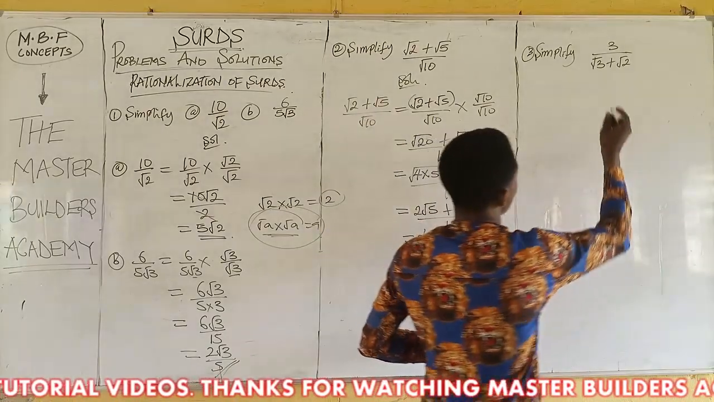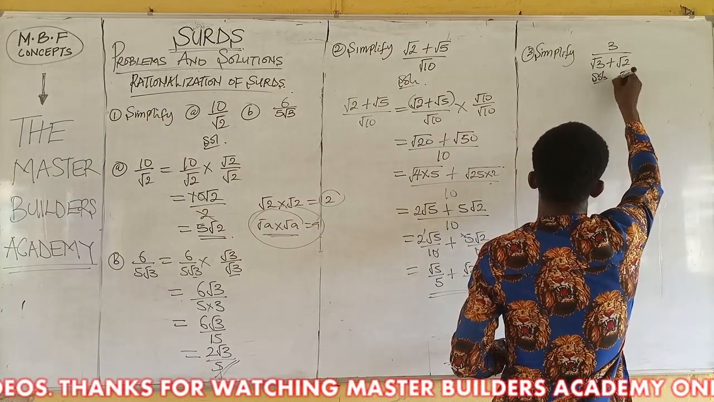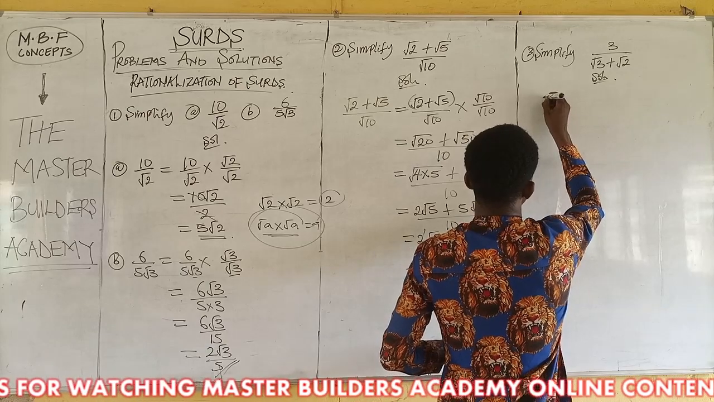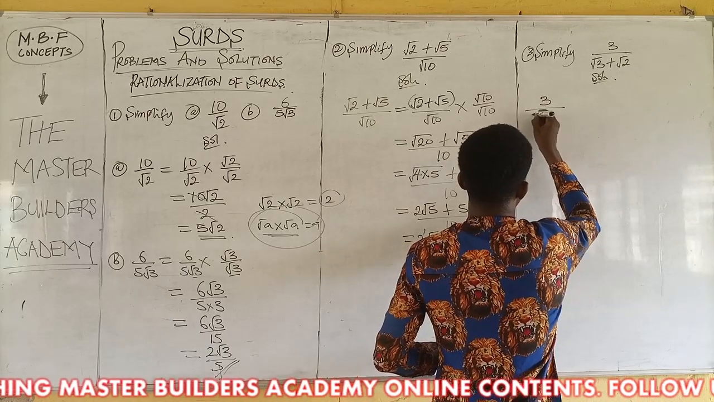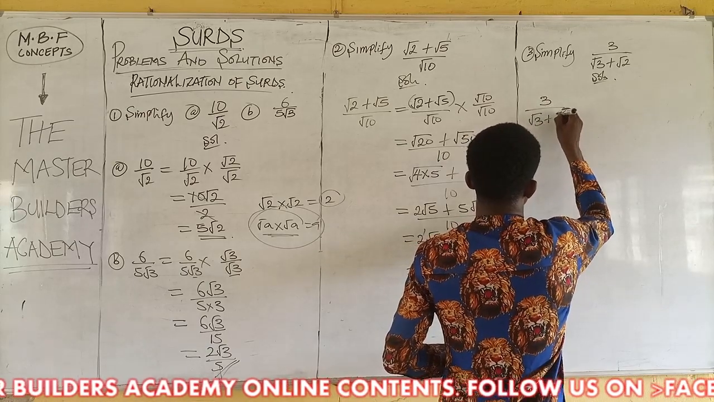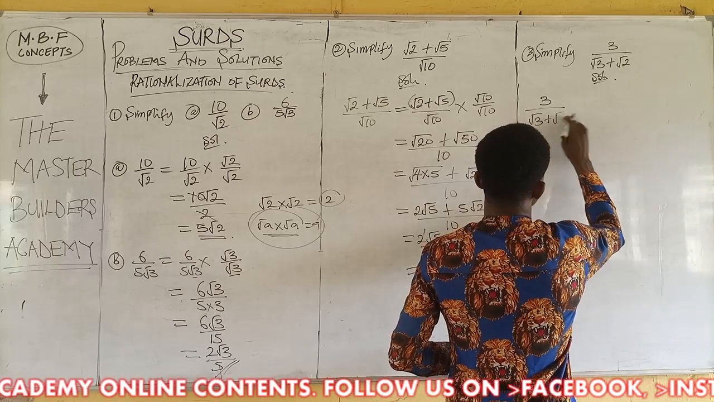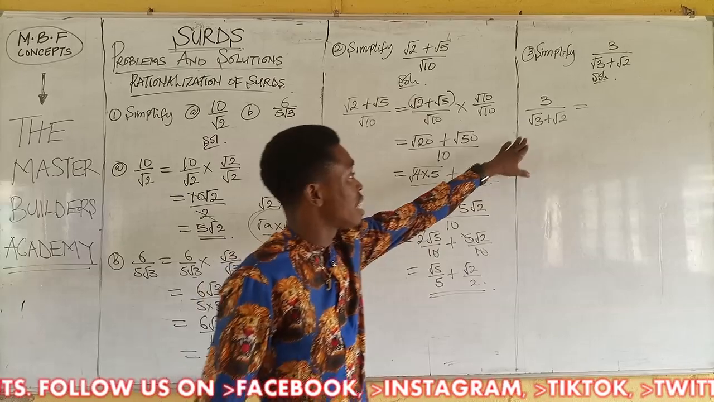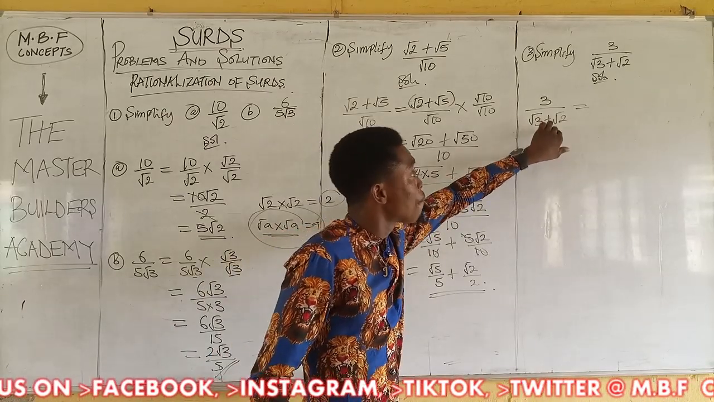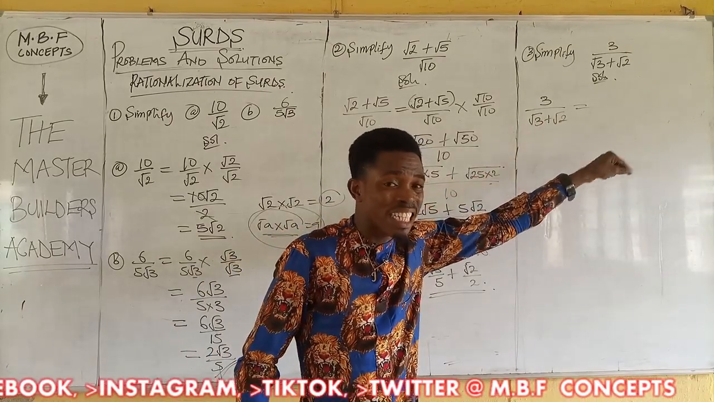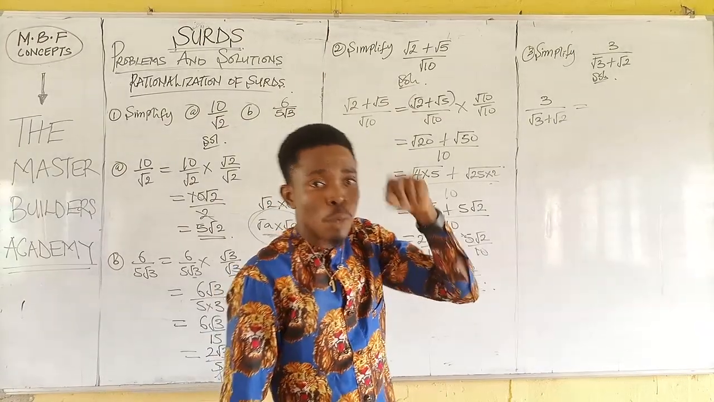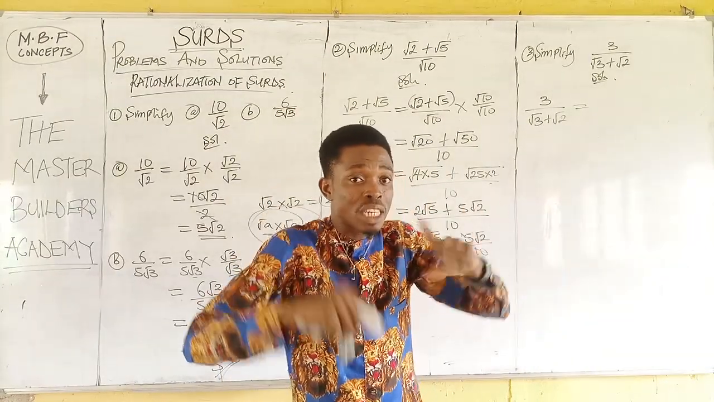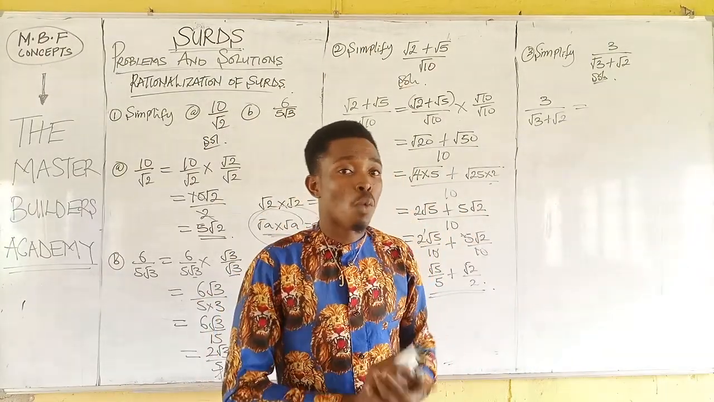Now, at this point, this is our solution, and I therefore have 3 over root 3 plus root 2. Guys, this is very simple. Now, what you do here, at the denominator, you have root 3 plus root 2. You see now, there is a plus. So, when you have plus or minus in between two surds at the denominator, something happens when you are rationalizing.